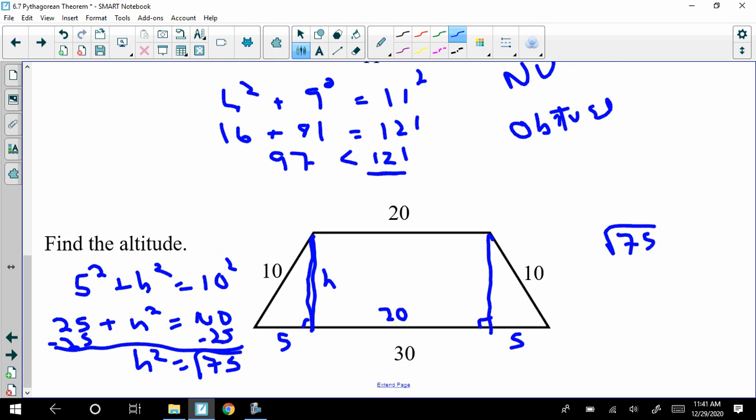Can I simplify that? Well, let's think about it. 75, I know, is 25 times 3. 25 is a perfect square, so that's going to be 5 square root of 3 would be my altitude. So that's how we calculate the altitude there. Pythagorean theorem, know how to do it really well. You are going to see a lot of square roots. Know how to work with those square roots.